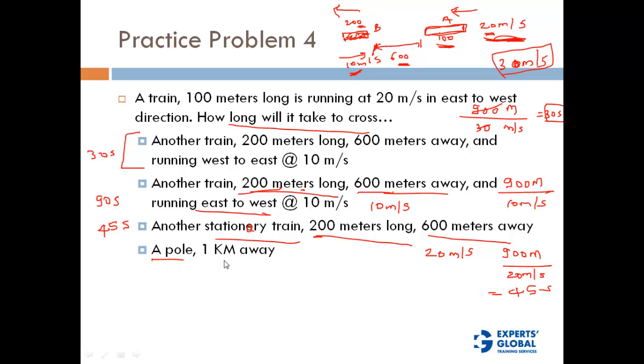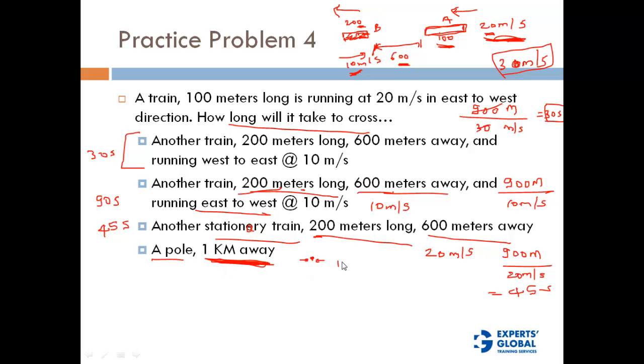One pole 1 kilometer away. Now when we are talking about a pole, actually we are just talking about one particular point, so that means it doesn't have any length, breadth, so that means it's going to be 0. So all this train has to pass is its own length plus the distance between the pole and the train. So what is that distance? That is 1 kilometer, that means 1000 meters.